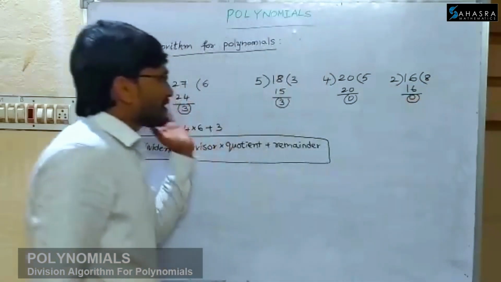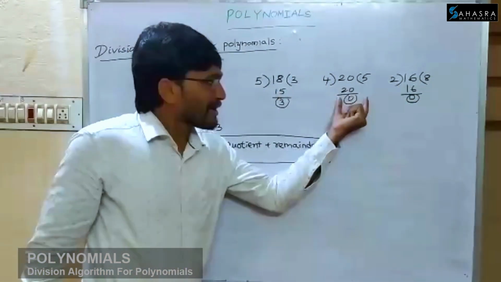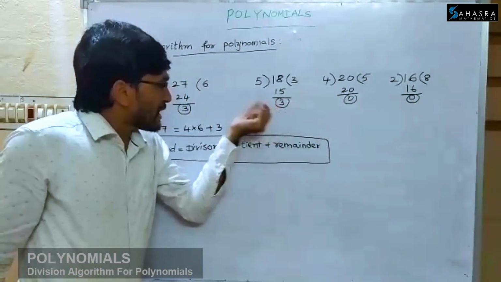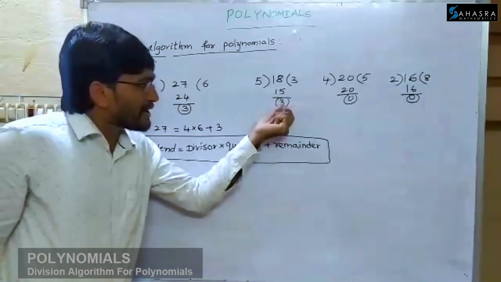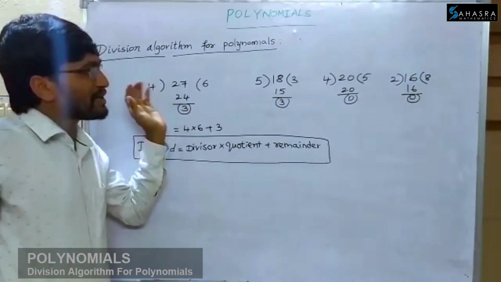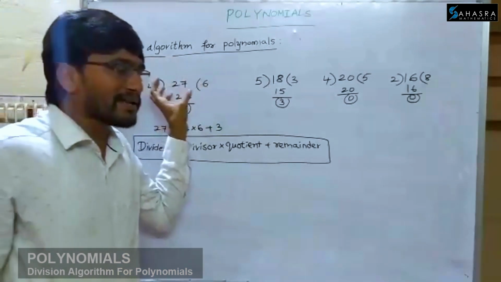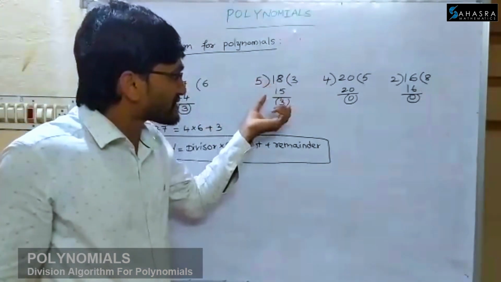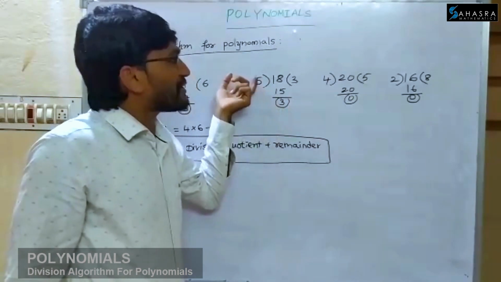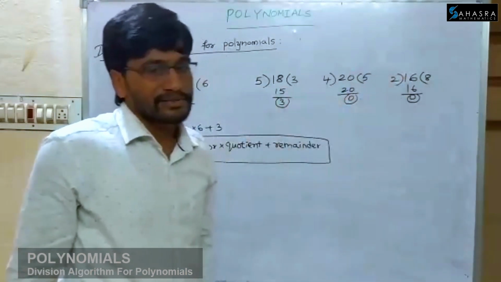So if you observe in this, here the remainder is 0. Here the remainder is 0. Here the remainder is 3. And here the remainder is 3. This remainder is less than the divisor. That means if we divide one number by another number, then we get the remainder is either less than the divisor or remainder is 0.